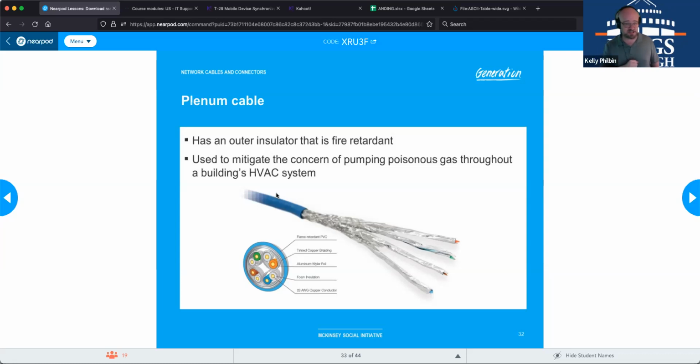Will you see a question on this? You will see multiple questions on this. So it's fire resistant and it goes where airflow would be. Drop ceilings, HVAC, plenum. Please commit that to memory. I promise you will be asked about it again and again.